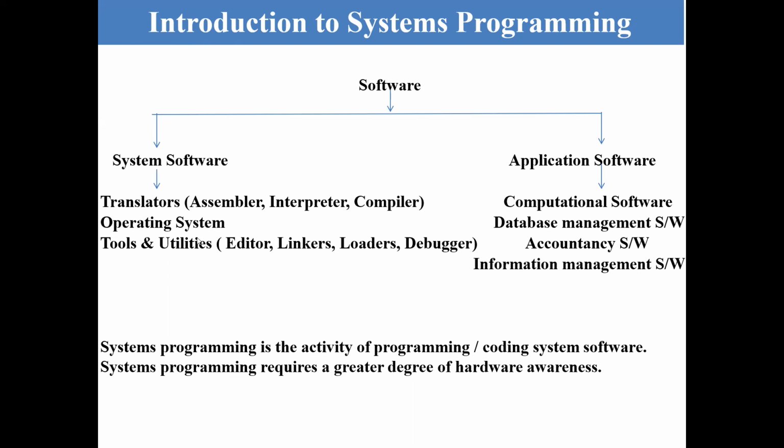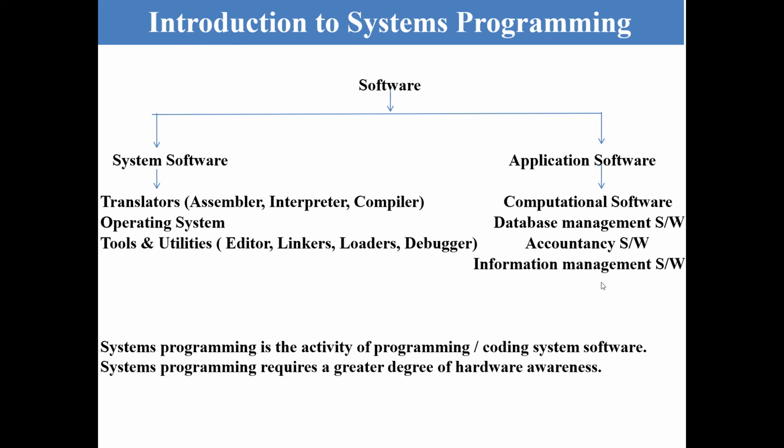Then what are tools and utilities? That is your editor, linker, loader, debugger. These are the tools and utilities. Now, what is application software? It totally depends on the developer. It is not that every machine must have these application software. These are some examples, and application software is based totally on your problem statement or the application that you want to develop. For example, someone may need computational software, database management software, accountancy software, or information management software for application development.